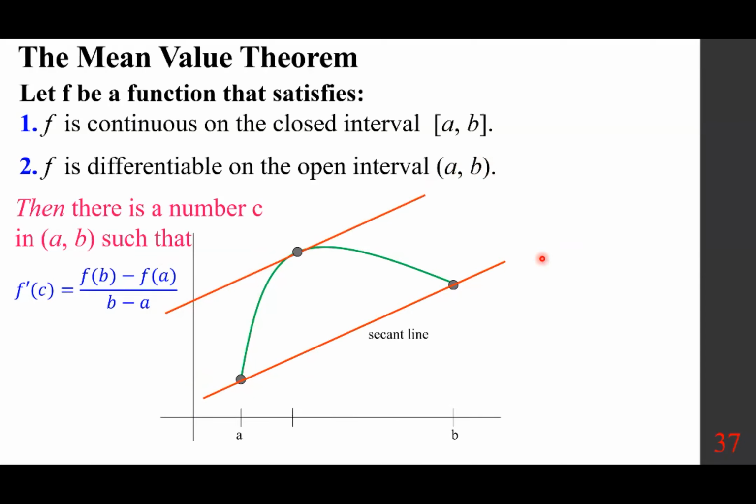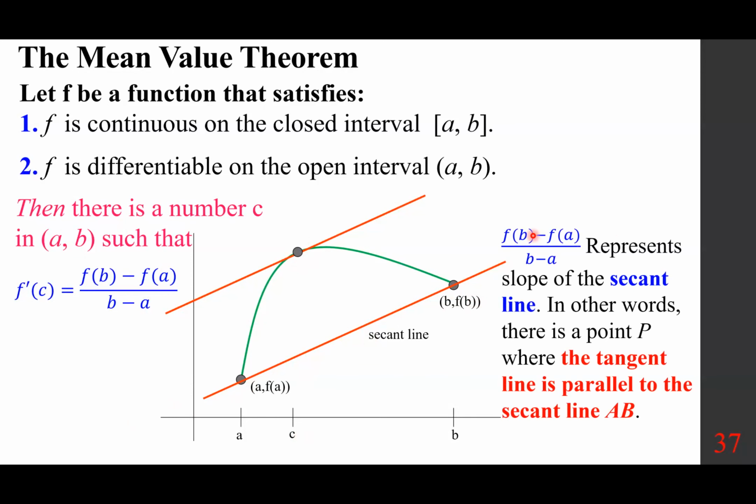We are looking to find that point. We are looking for that point. Now, this is A, f of A. This is B, f of B. And again, when you calculate, this becomes the slope of a secant line. Okay, everybody? F of B minus f of A over B minus A represents the slope of the secant line. In other words, there is a point P where the tangent line is parallel to the secant line AB. So here's the secant line AB. Here's a parallel to that. That's what the mean value theorem is all about.